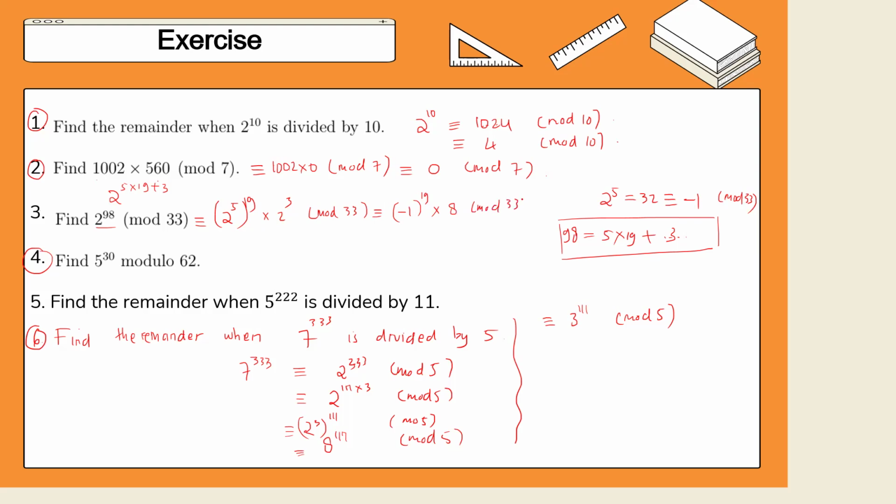Modulo 33. -1 raised to an odd number equals -1, times 8, modulo 33. So ini -8 ya. -8 modulo 33 is the same as what? Try to come up with a non-negative number.